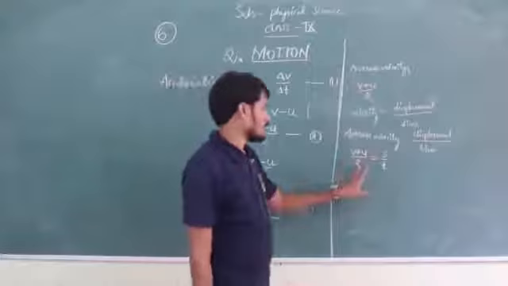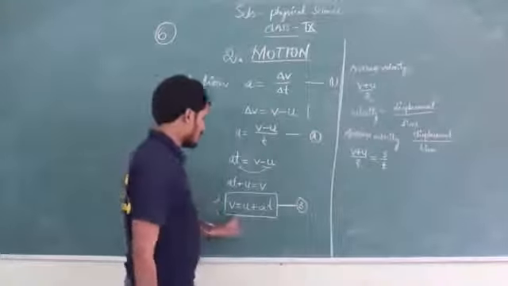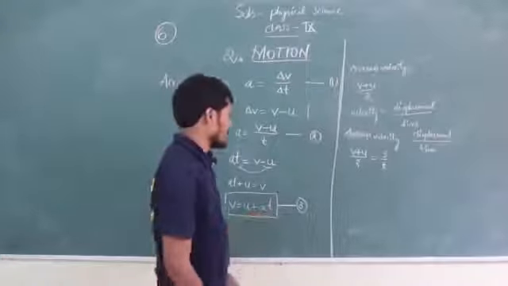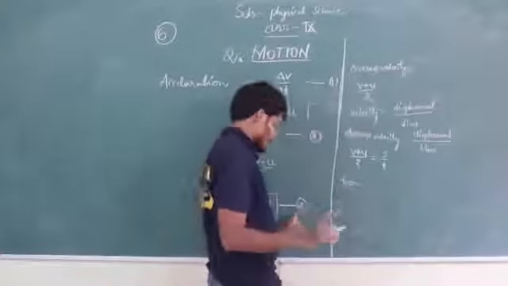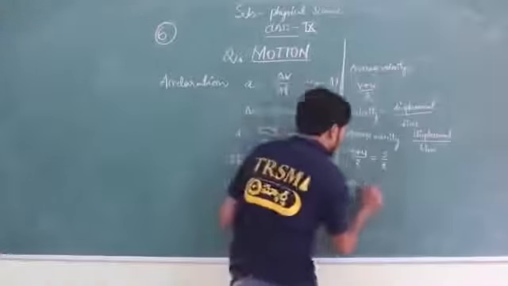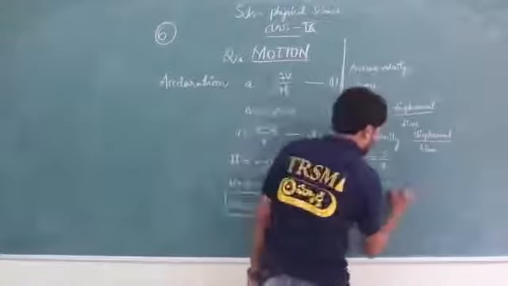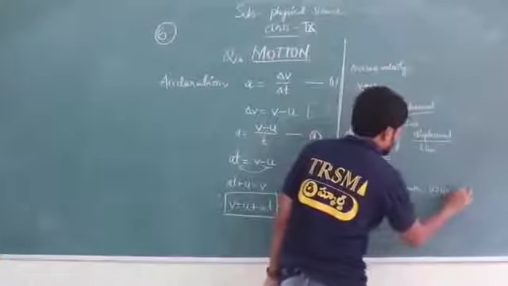Okay, (v plus u)/2 equals s by t. Now from equation number 3, we know what v is: v is equal to u plus at.